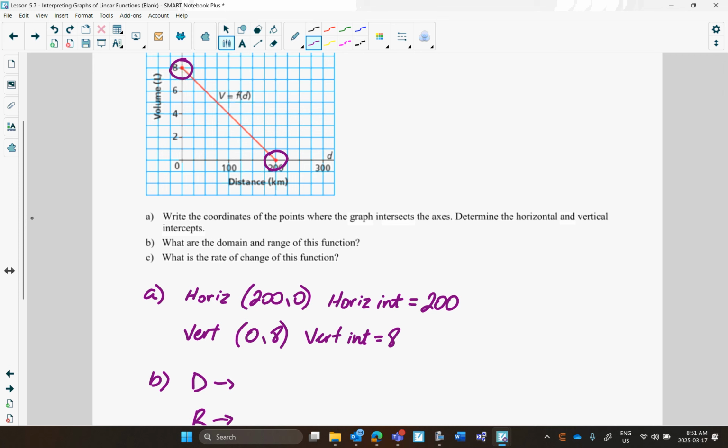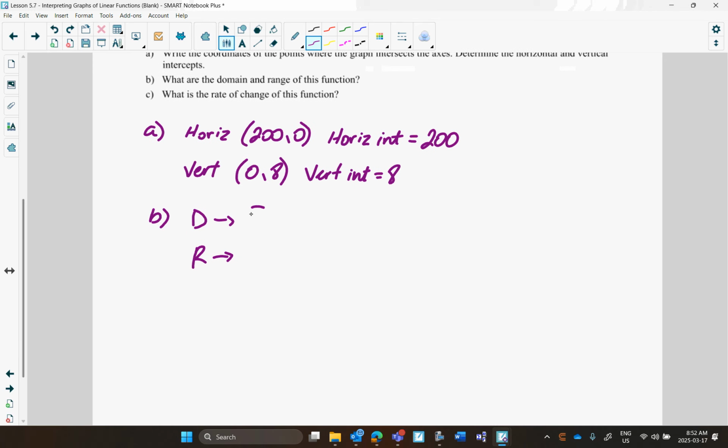Anybody got the domain? Anybody want to take a shot? What's the x coordinate to the furthest left? What x coordinate is here? 0. What about to the furthest right? 200. So 0 to 200. And notice I put brackets because I include both. If we write it in set notation, two numbers, less than or equal to, and then the variable that's being used for x in this question, which is little d.